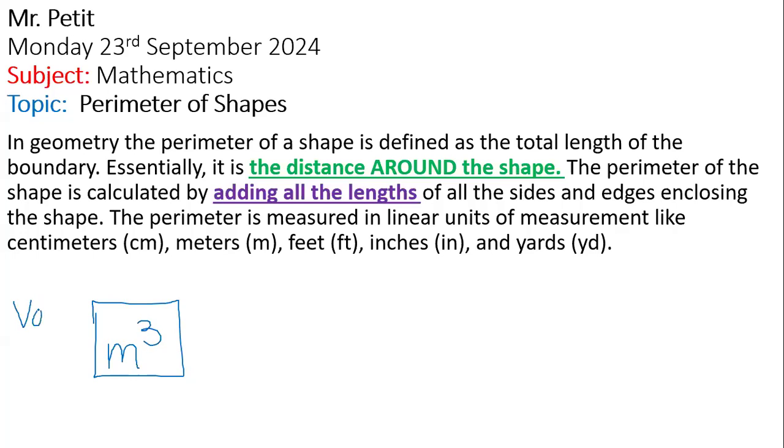Volume is three-dimensional, right? So volume would be three-dimensional. So you would have meters cubed, right? So this is volume. You could also have feet cubed. This is volume. You said area is two-dimensional, right? Area is two-dimensional. Volume is three-dimensional. And perimeter is one-dimensional. So again, perimeter is one-dimensional, area is two-dimensional, and volume is three.